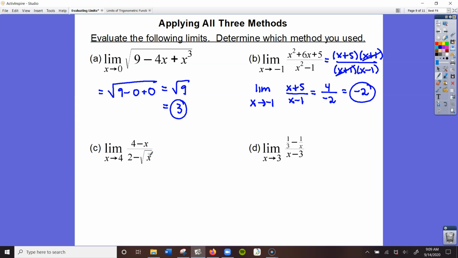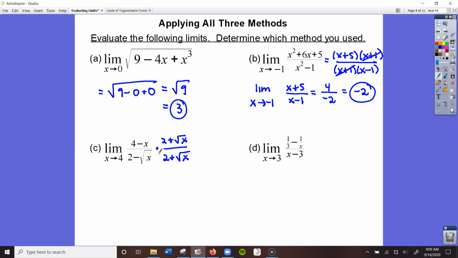Moving on to this next one, I noticed that we have a rational function with a square root. If I were to plug in the 4, I would get 2 minus the square root of 4 in the denominator, which ends up giving me 0. Therefore, I'm going to have to try using the conjugate method. So I'm going to multiply by 2 plus the square root of x to both the numerator and the denominator.